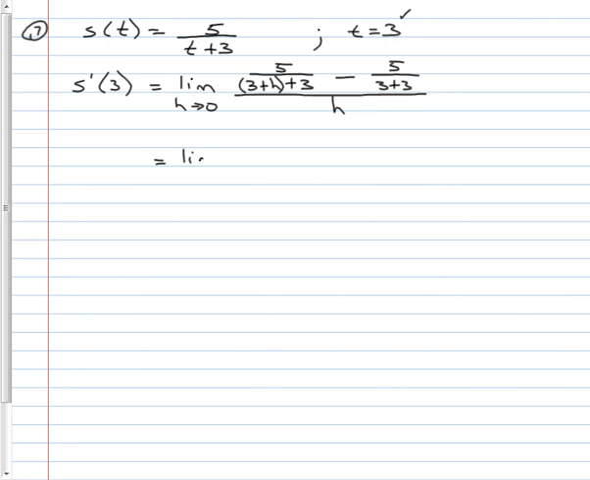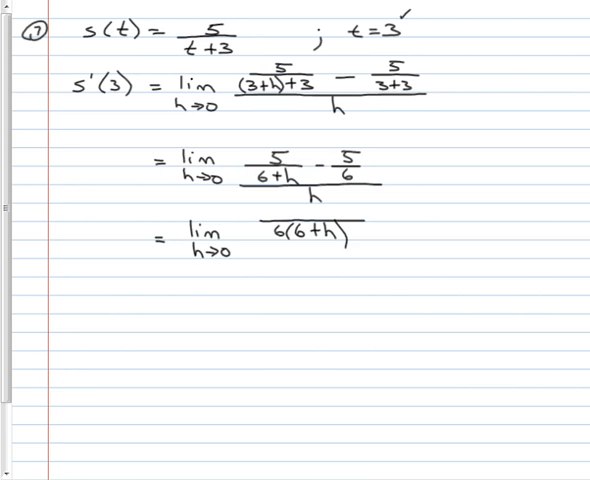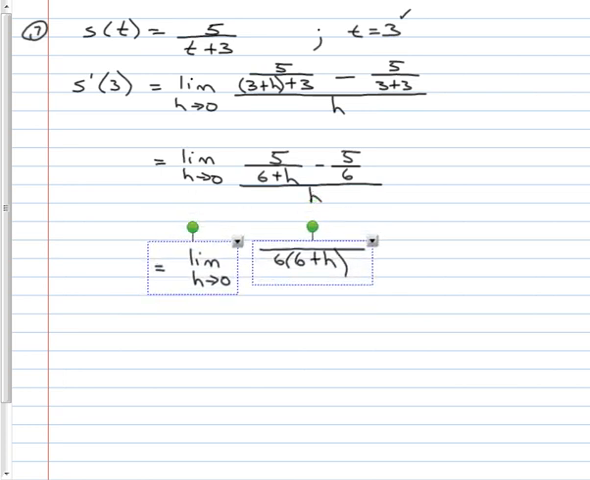So now we're just going to try to simplify this thing down to a point where I can actually substitute 0 where h is. Let's see, that's 5 over 6 plus h minus 5 over 6, all divided by h. So going to get a common denominator so that we can put those fractions in the numerator together. So the common denominator would be 6 times 6 plus h. Give myself a little more room so I'm not running into one above.